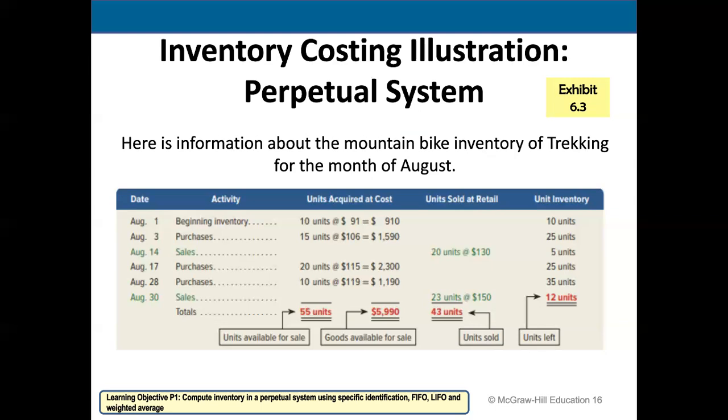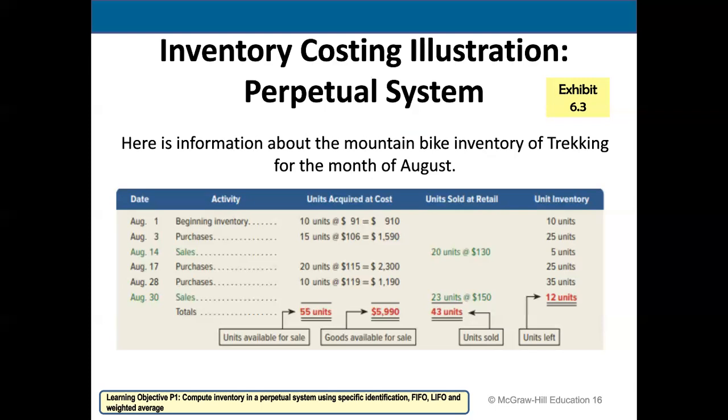And then the next column, the $5,990, tells you the cost of the goods that were available for sale. Then we can see the total number of units we sold. And finally, we can see the number of units in ending inventory.